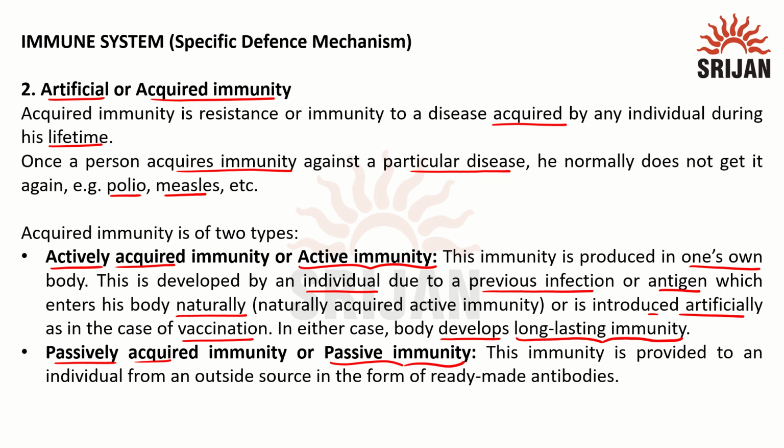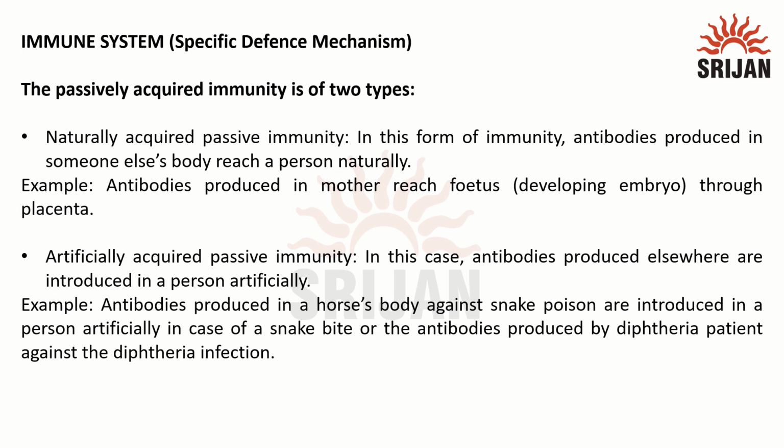Now, passive immunity is provided to an individual from an outside source in the form of ready-made antibodies. And these can be divided into two main types, that is naturally acquired passive immunity, and the second is artificially acquired passive immunity. In the first, that is naturally acquired passive immunity, the antibodies produced in someone else's body reach the person naturally. Example, antibodies produced by the mother will reach the fetus through the structure, that is the placenta.